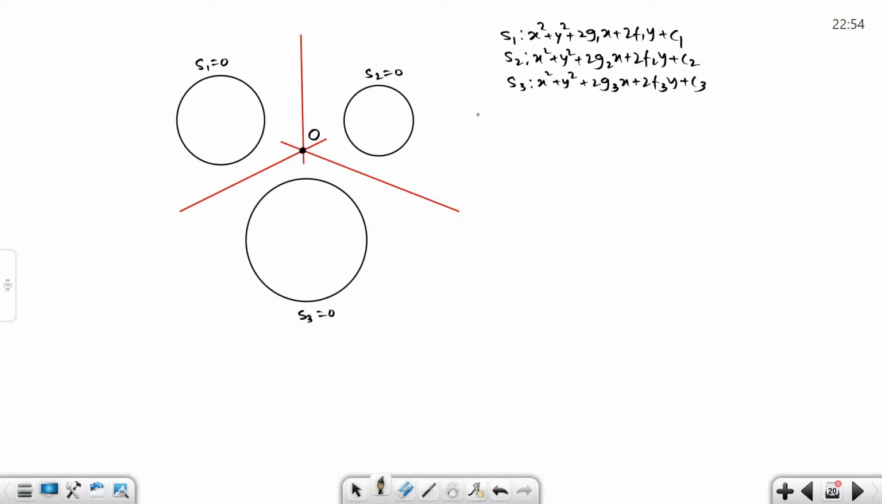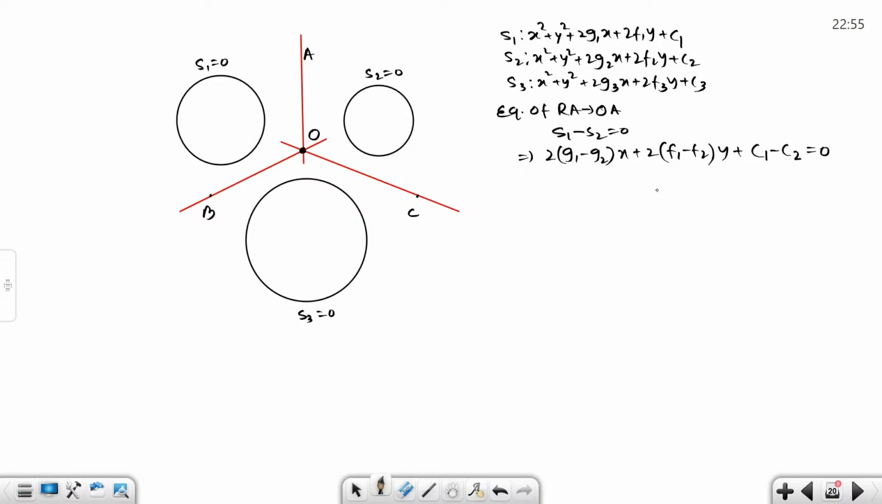Now, what is the radical axis? Let me just give a name, then it will be better for us. So what is the equation of the radical axis OA? It is S1 minus S2 equals to 0. That gives us 2 times (G1 minus G2)x plus 2 times (F1 minus F2)y plus C1 minus C2 equals to 0. This is the equation of the radical axis OA.